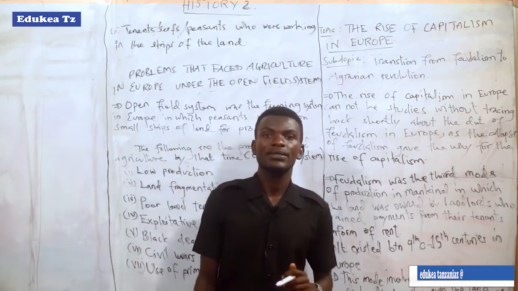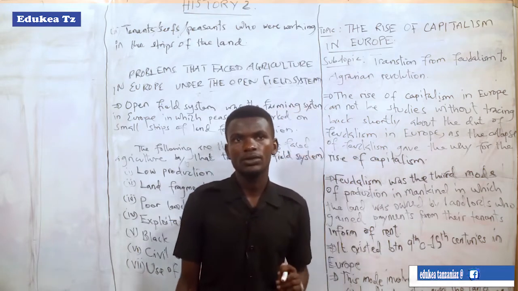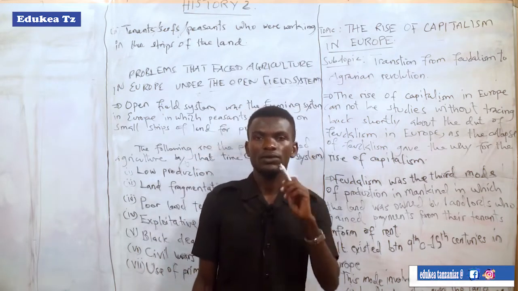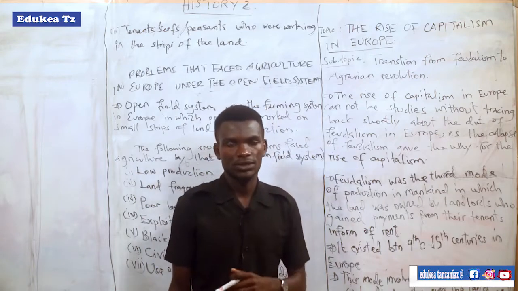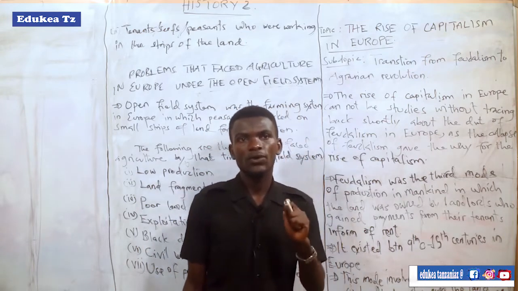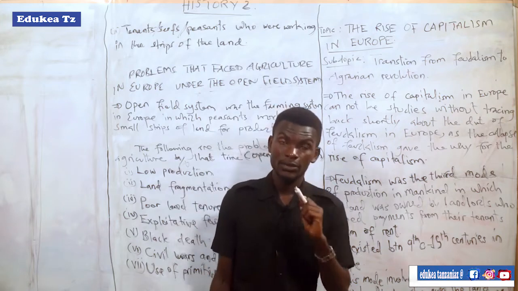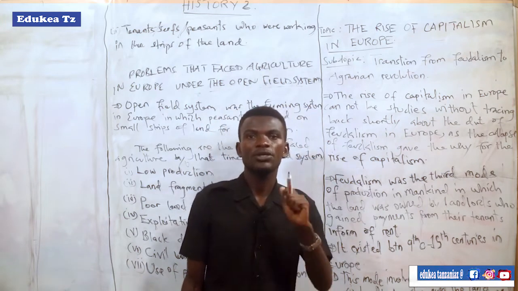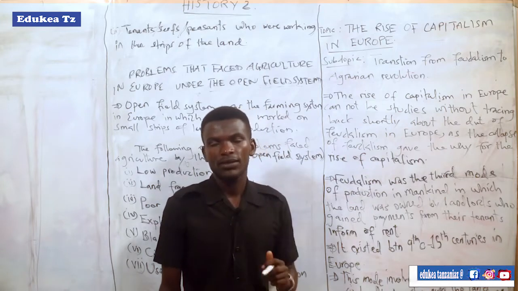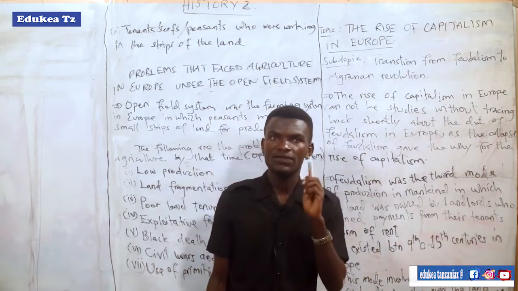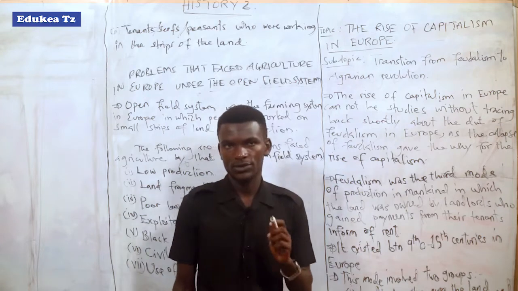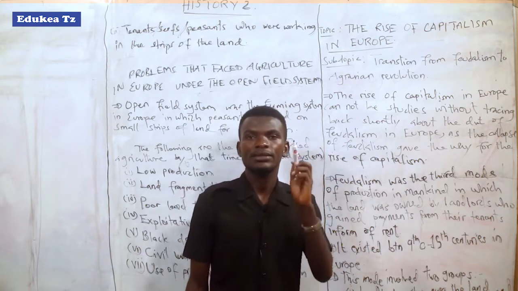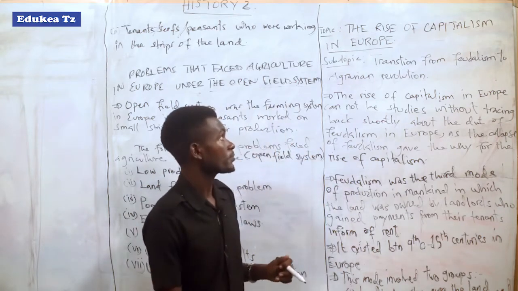Our topic comprises 5 subtopics. The first one is transition from feudalism to agrarian revolution. The second one is the rise of mercantilism. The third one is African contribution to the rise of capitalism in Europe and in North America. The fourth one is the rise of demographic revolution and scientific revolution. And the last one is industrial revolution.